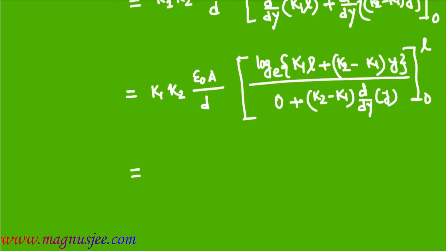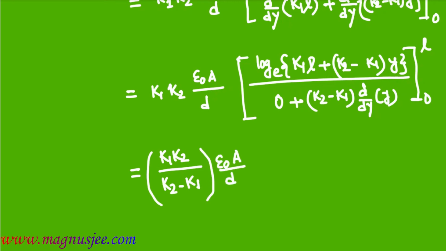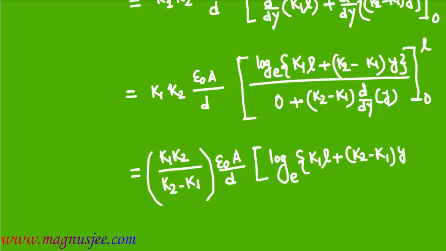Equal k1 k2 divided by (k2 minus k1), which can be brought outside the bracket, epsilon 0 A divided by d, log base e of (k1 l plus (k2 minus k1) into y), from 0 to l.